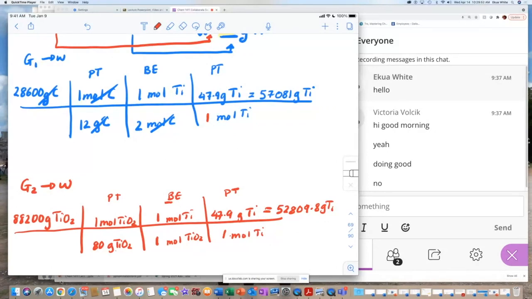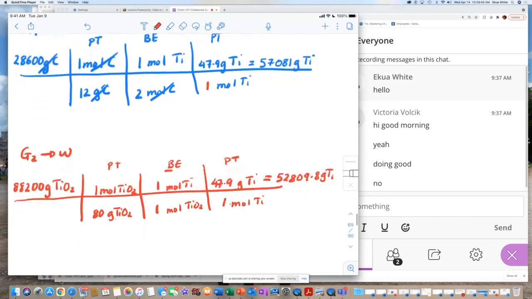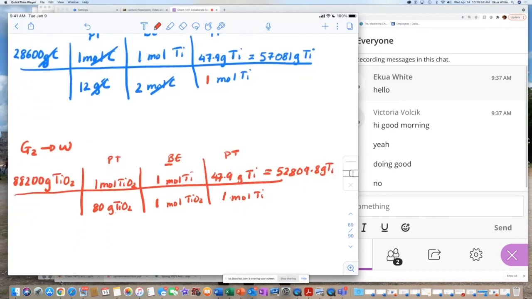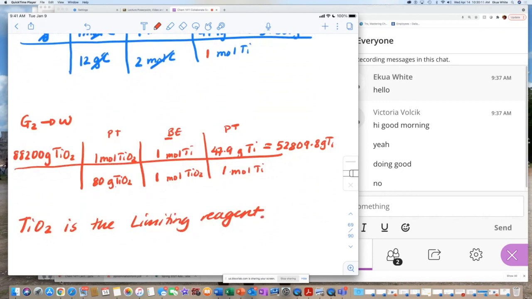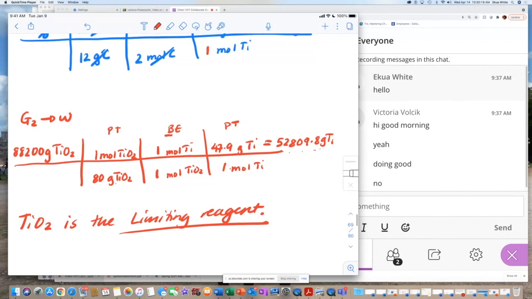Okay, so given 2 makes less titanium, so given 2 is a limiting reagent. So TiO2 is the limiting reagent, right? Because it makes less titanium. So that's the conclusion from that. But the amount of titanium made is this amount here.